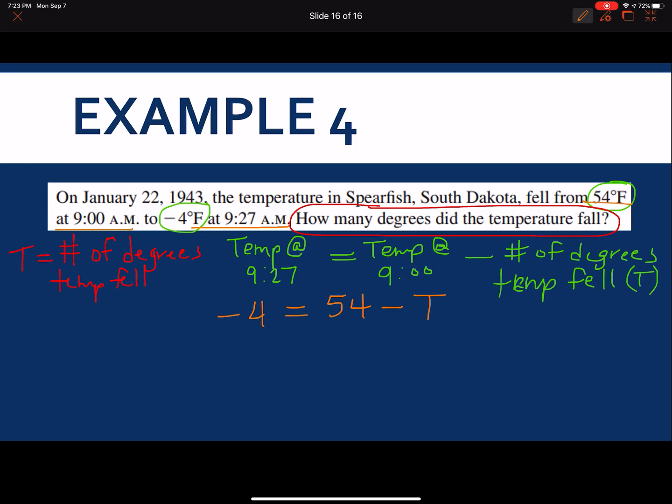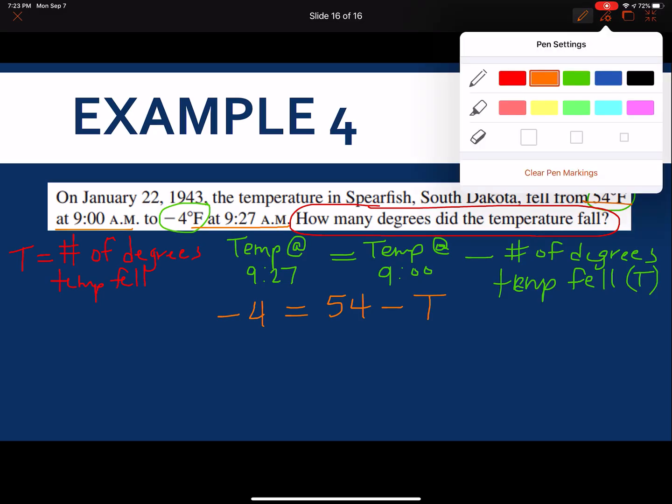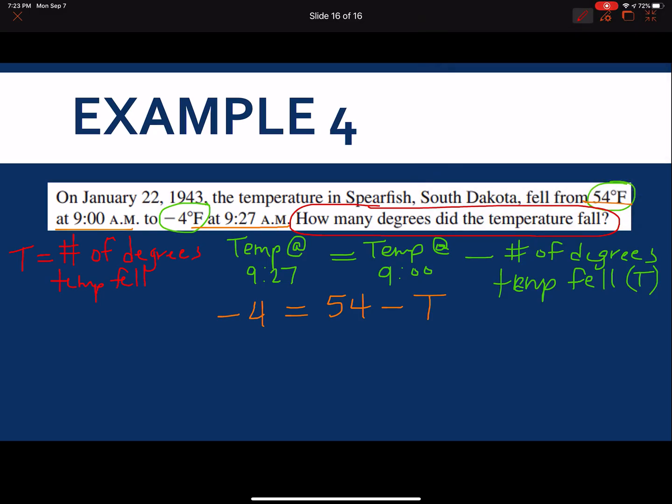Now to solve this equation, I'm going to start out by using my variable, which is the T on the right side, and I've got a 54 that I want to move or get rid of. The opposite of a positive 54, remember, is a negative 54, and negative and subtraction is the same thing. So if I subtract 54 from one side, I must subtract 54 from the other side. Now if I go ahead and do this math, I get negative 58. Bring down my equal sign.